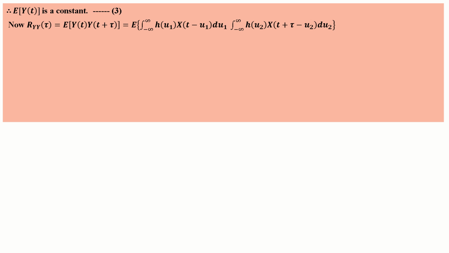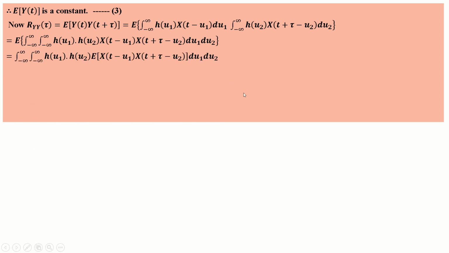Now we'll see the autocorrelation Ryy of tau, which is equal to the expected value of y(t) y(t plus tau). That equals the expected value of the integral from minus infinity to plus infinity of h(u1) x(t minus u1) du1, times the integral from minus infinity to plus infinity of h(u2) x(t plus tau minus u2) du2. We are using 1. So it is equal to the expected value of the double integral of h(u1) h(u2) x(t minus u1) x(t plus tau minus u2) du1 du2. We are grouping all those things.